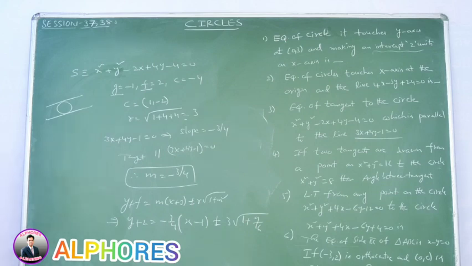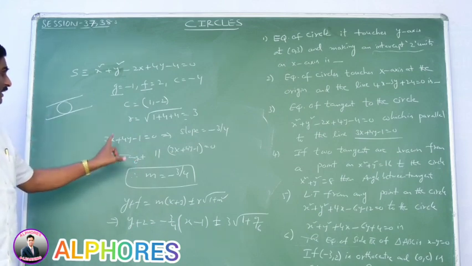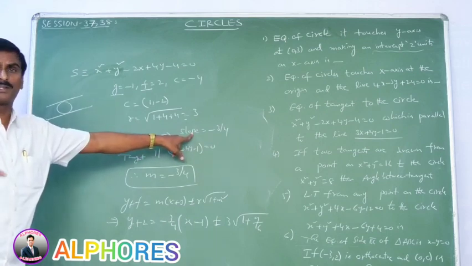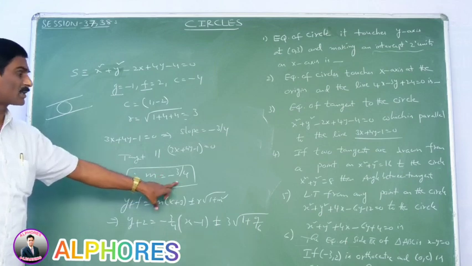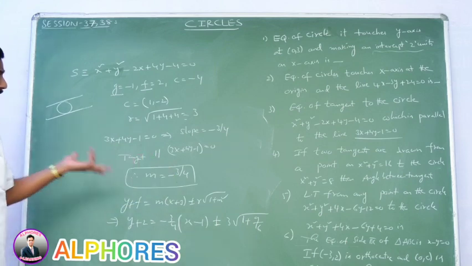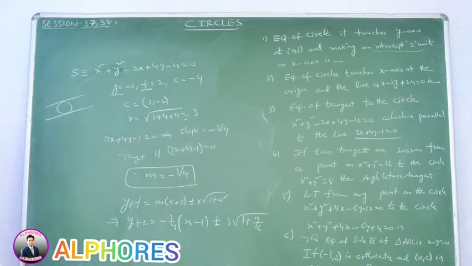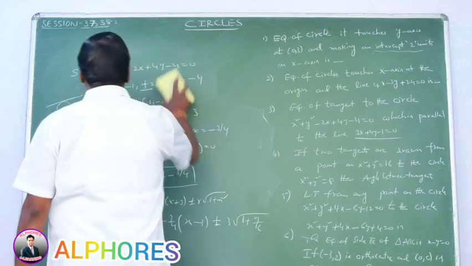Suppose in this case, find the equation of the tangent. If the tangent is perpendicular to this line, here the slope of the line is minus 3 by 4. What is the slope of the perpendicular line? 4 by 3. Here the slope of the tangent m is equal to 4 by 3. By using the slope point form, we find the equation of the tangent. Parallel or perpendicular. Okay. Next, fourth one.